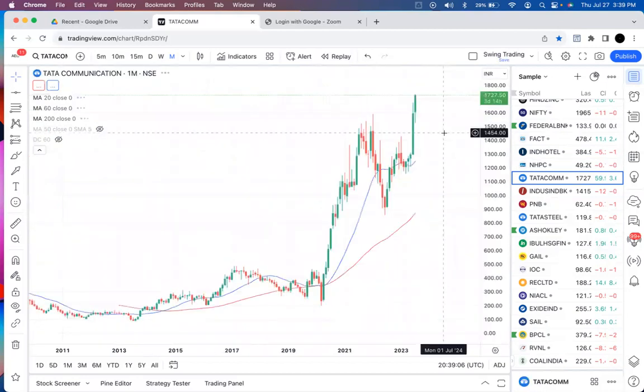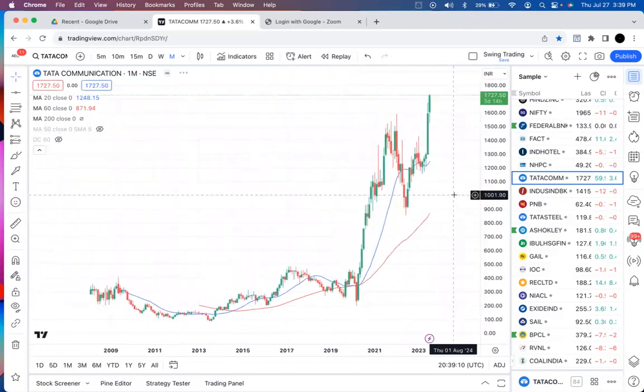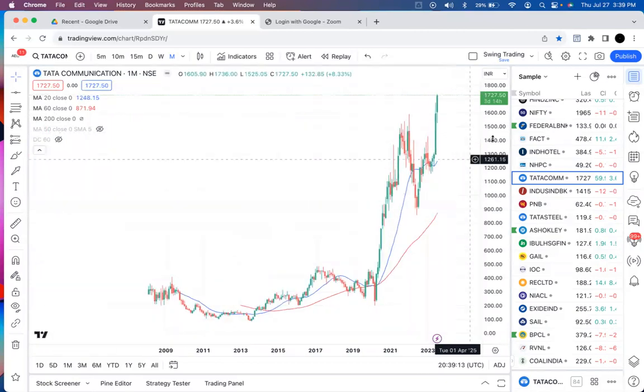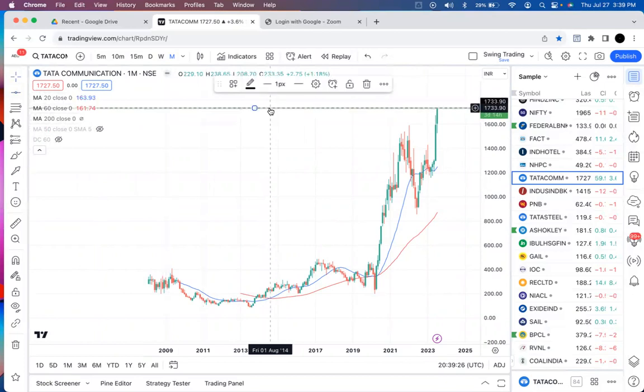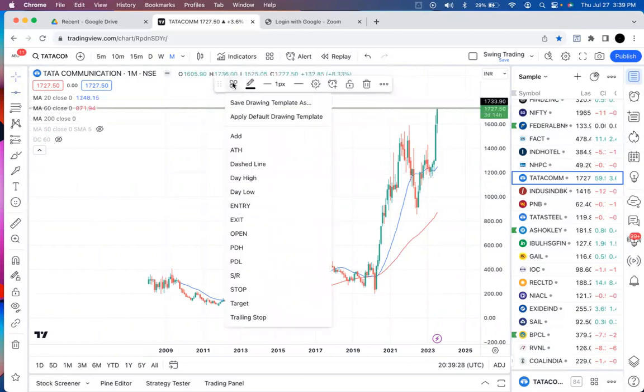Okay, Tata Consumer. All right, Tata Consumer also looking good. See that? The 20 is above the 60, and we don't have the 200 here. Now, I think we don't have the all-time high marked off. So what I'm going to do is go here to the left and grab this tool to draw the line. And then I've already preset this ATH, because I've saved the drawing as a template.